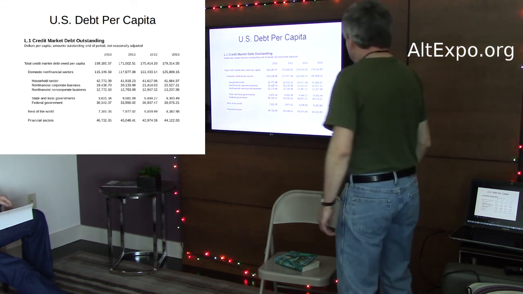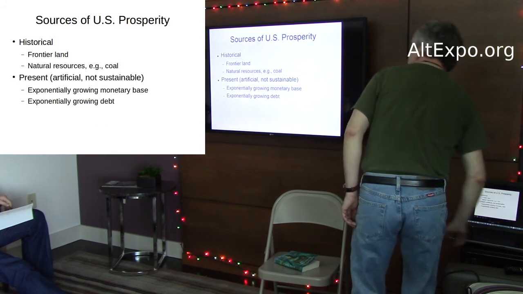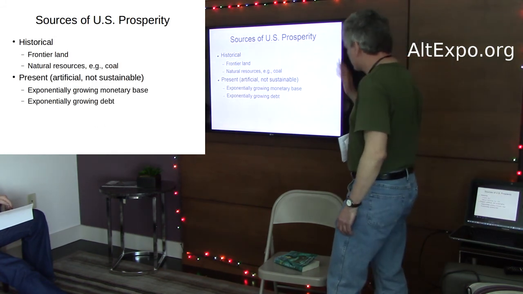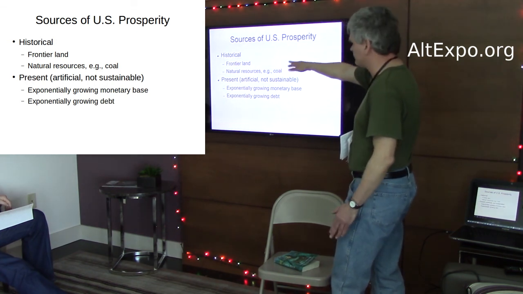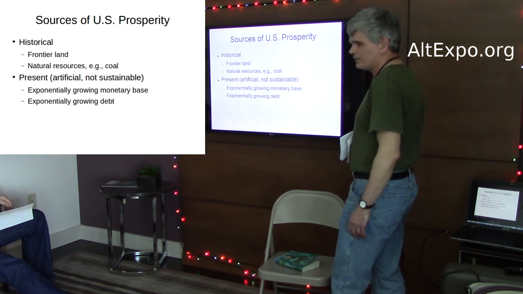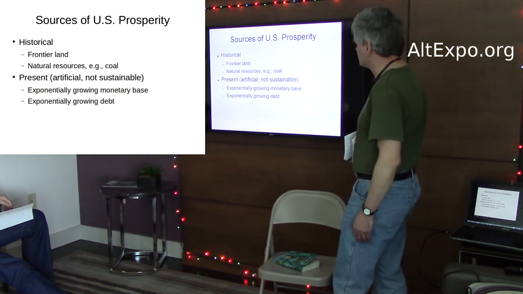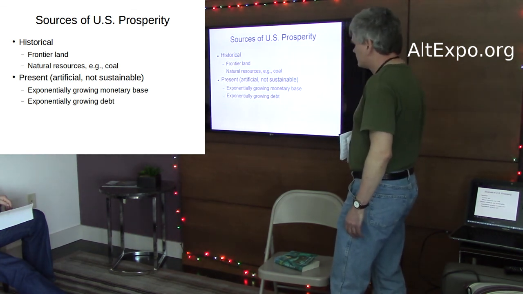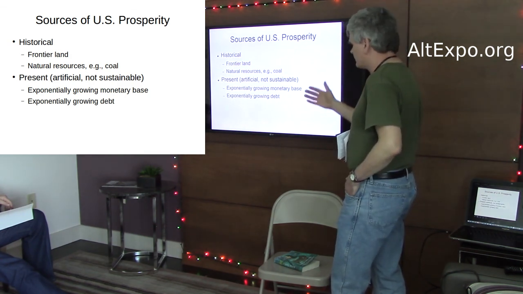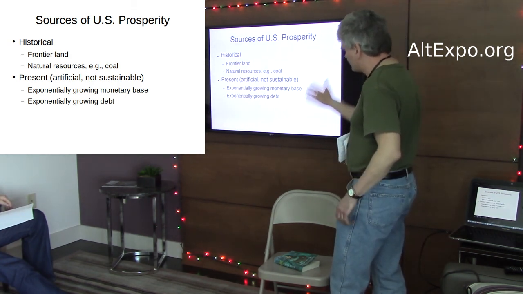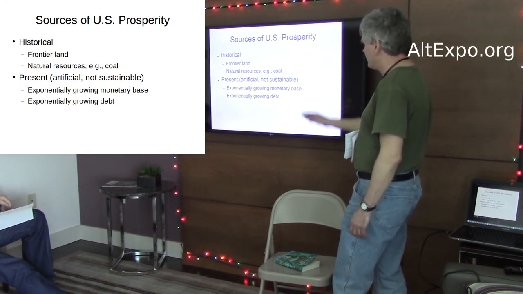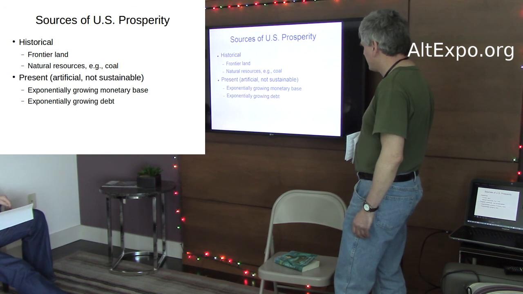I don't know. But just to summarize here, why the U.S. is as prosperous as it is. Historically, I think frontier land is a very underappreciated reason why we've historically been prosperous. We also have natural resources, especially coal, but today our prosperity is like a veneer of prosperity. It's artificial, it's not sustainable, and it's based on an exponentially growing monetary base and exponentially growing debt.